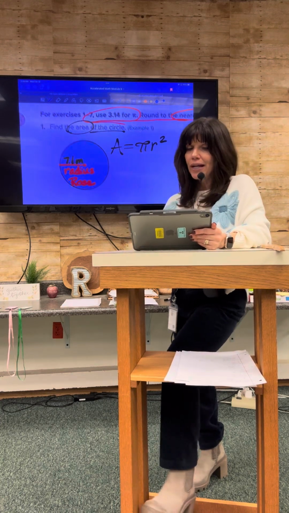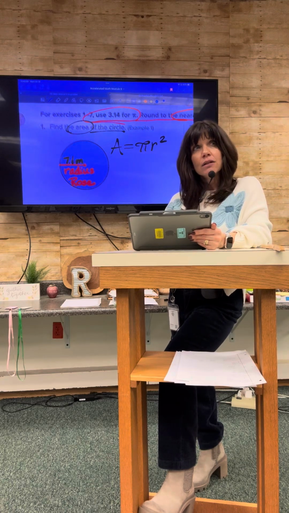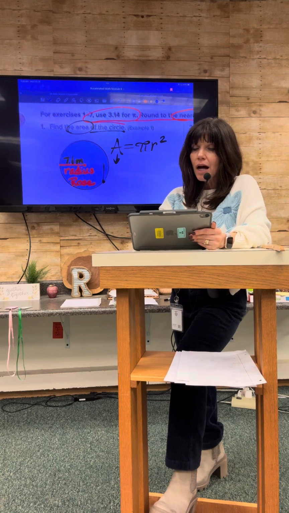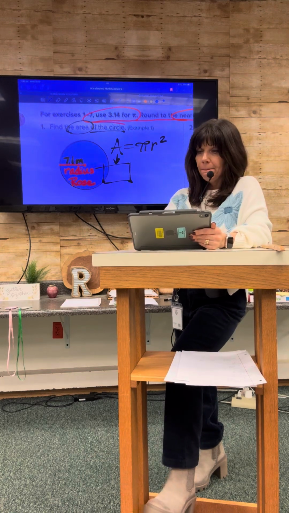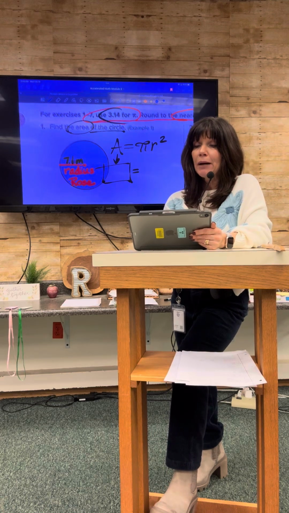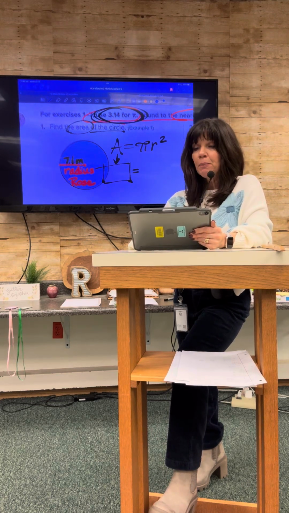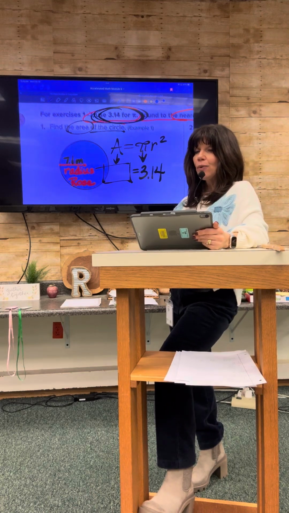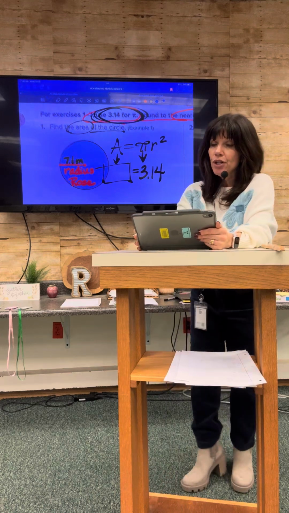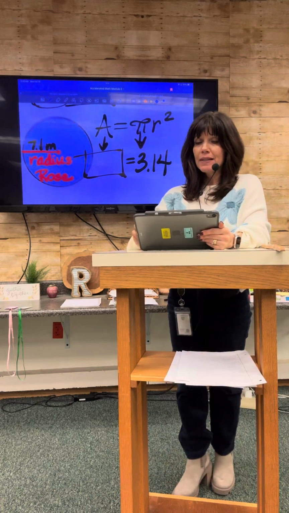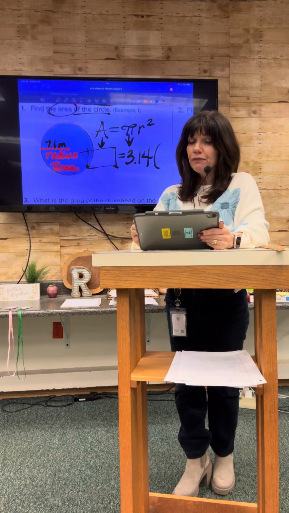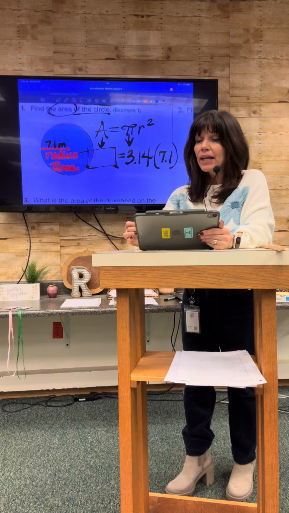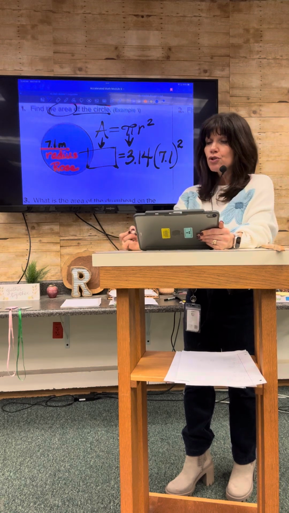Now class, what are we trying to find? Area. So do we know the area yet? No. Give yourself a box underneath the A for area. What did they tell us to use for pi? 3.14. So under the pi, what shall you write? 3.14. Excellent. And we have agreed we're going to use radius squared. So inside of my parentheses, I will write the value of the radius. What is it again? 7.1. And I will put it to the power of 2.